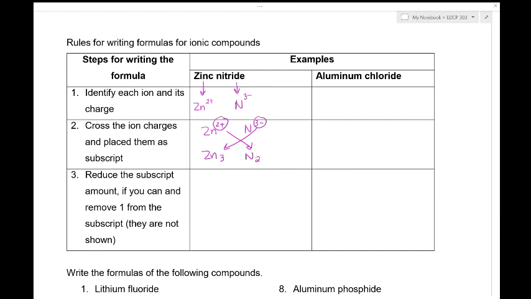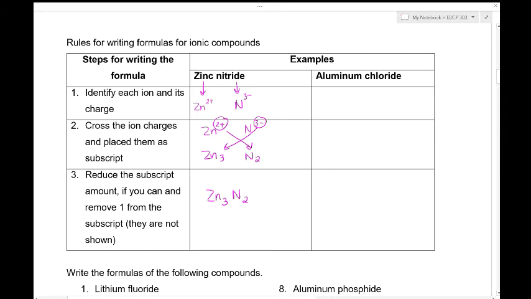Step 3 tells us to reduce the subscript amount if you can, and remove 1 from the subscript because it's not shown. So we are going to rewrite this. We have Zn3 and 2. Now 3 and 2 cannot be reduced any further, so we're going to keep it the way it is. So our final answer is Zn3N2.